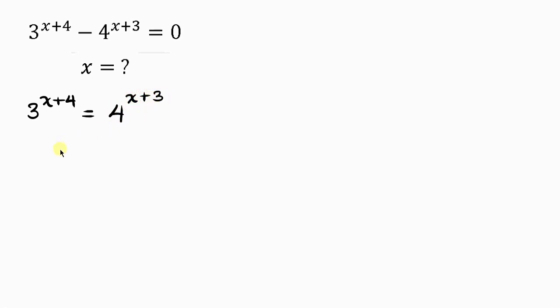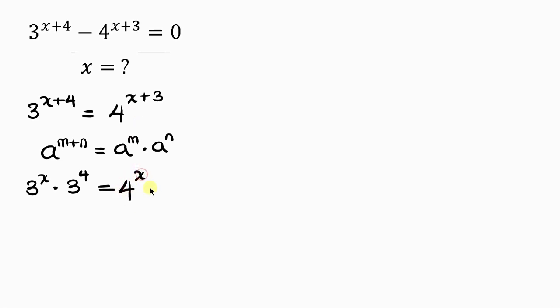Now our next step will be for us to follow the law of indices, which says when I have a^(m+n), this is the same as a^m times a^n. We're going to be applying this to what we have here. So this expression now becomes 3^x times 3^4, equal to, we're going to be doing the same thing here, 4^x times 4^3.